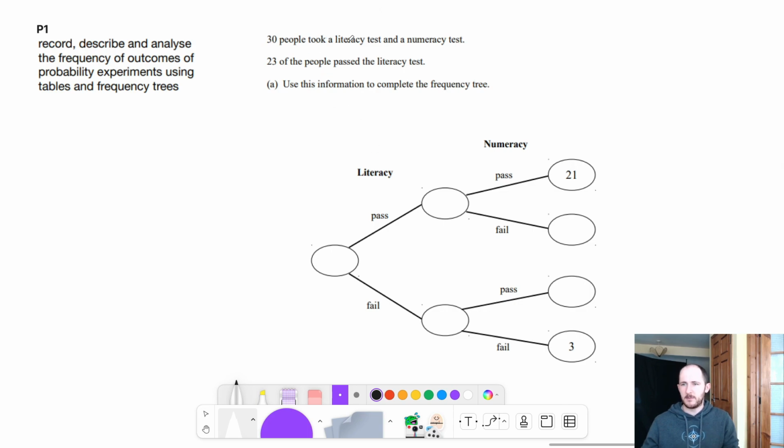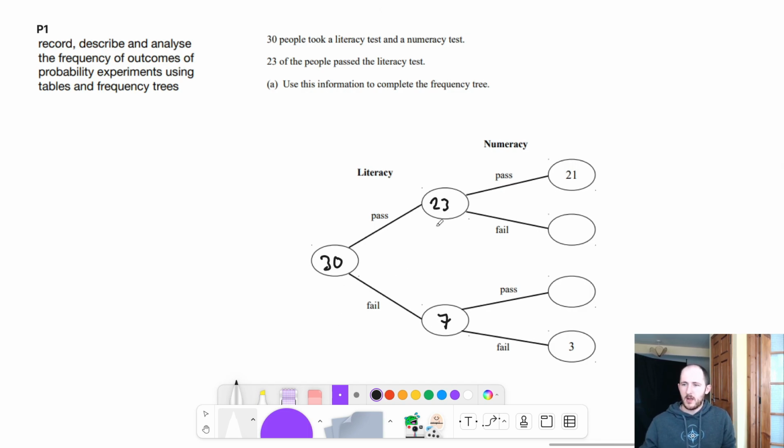So it says 30 people took a literacy test and a numeracy test, and 23 people passed the literacy test. Okay? So, in total, if you look here, how many people took it? Well, 30 people took a literacy and numeracy test. And then it says, how many people passed? Well, 23 people passed, which means 7 people must have failed, right?